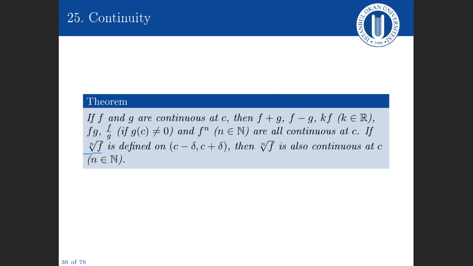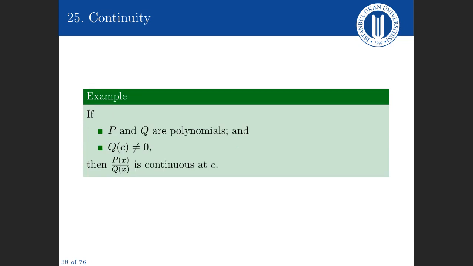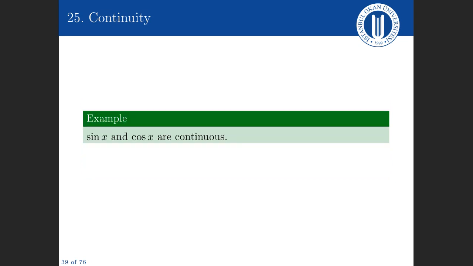For the nth root of f, we need to be a little bit careful. We need this to be defined close to c. So this is just me being careful. As long as the function is defined close to c, then again, the nth root of a continuous function is continuous. Every polynomial is continuous. We have a rational function, and as long as we're not dividing by 0, then p divided by q is continuous. Sine and cos are continuous.